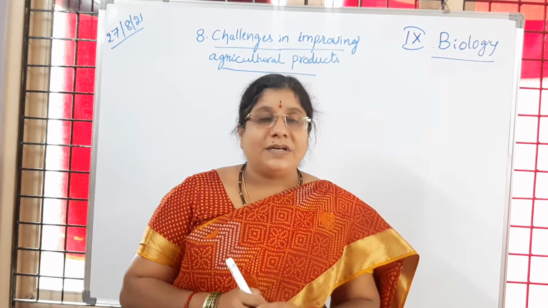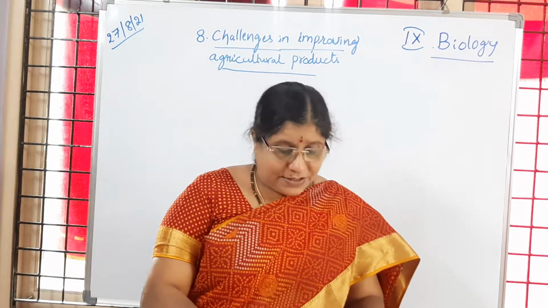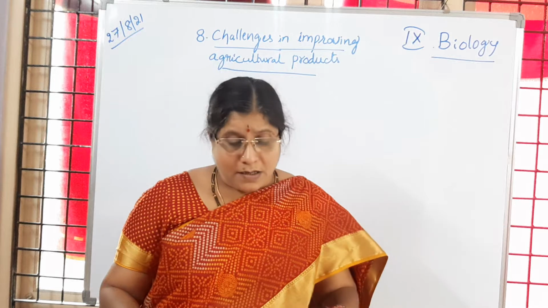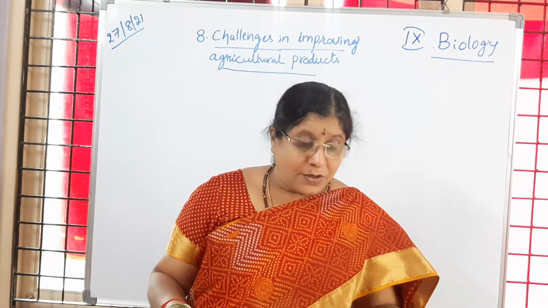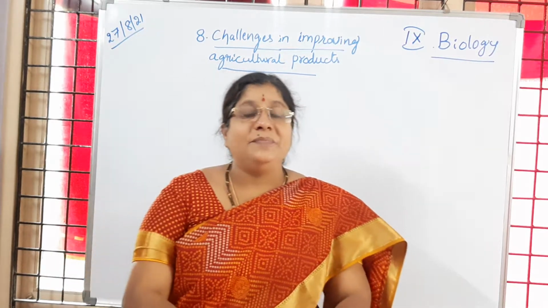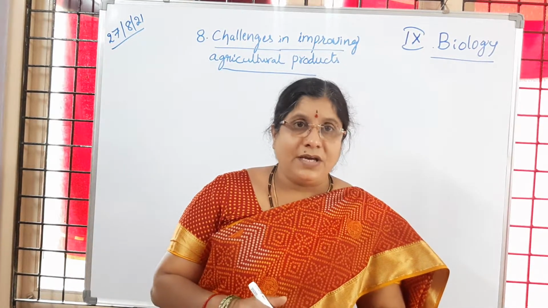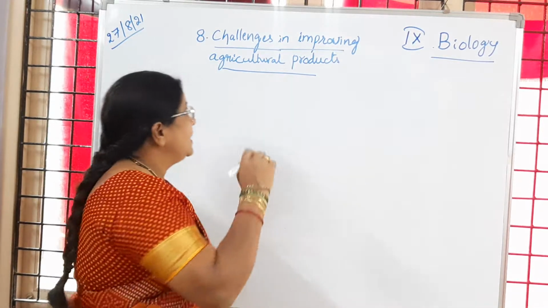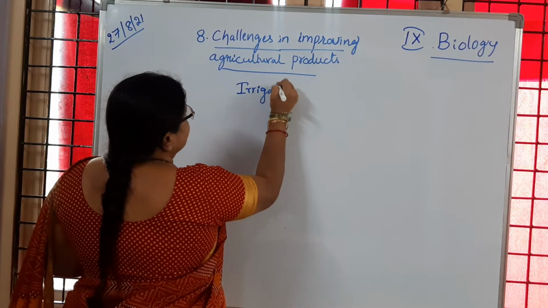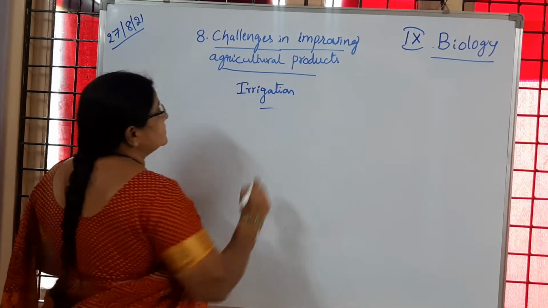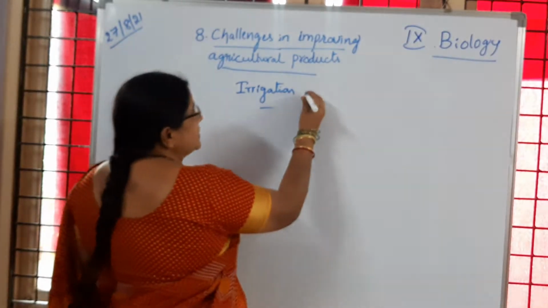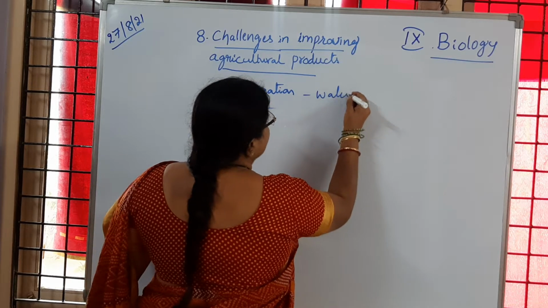So what are those? First one is irrigation, then next one is said to be nutrient application, then manuring, crop rotation method. So all these if they are followed, then definitely that will help in giving good yield of the crop. Okay, so first let us learn about the irrigation. So what do you mean by irrigation? Irrigation means water supply.